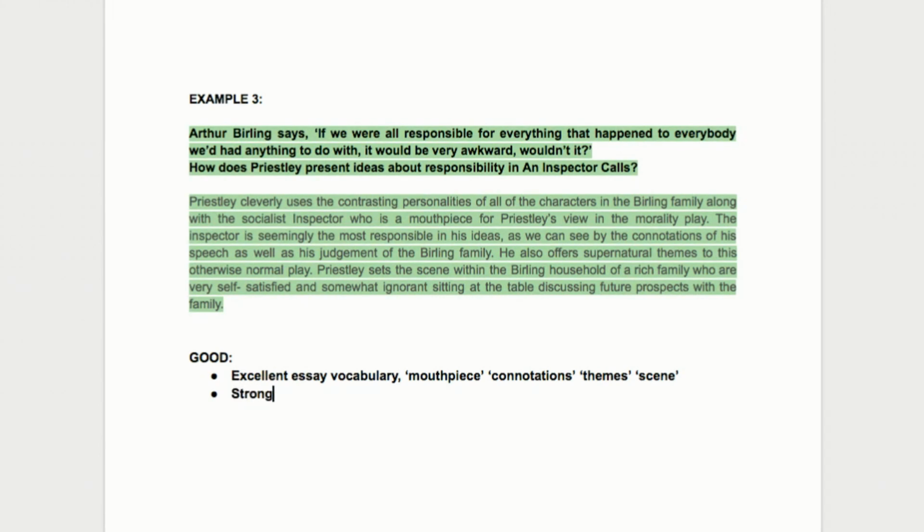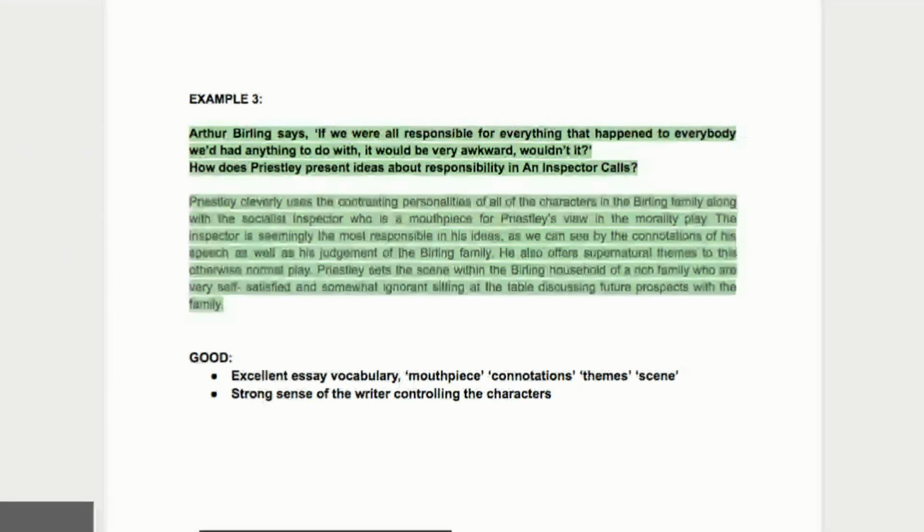It has a very strong sense of the writer controlling the characters. A really strong sense of the writer controlling the characters. So Priestley, the writer, creates Birling and the inspector and the rest of the Birling family, and all of these are under his control, and they act and speak as he wants them to express certain ideas. That is a really important thing to understand about literature.